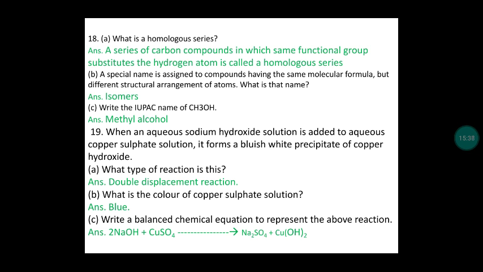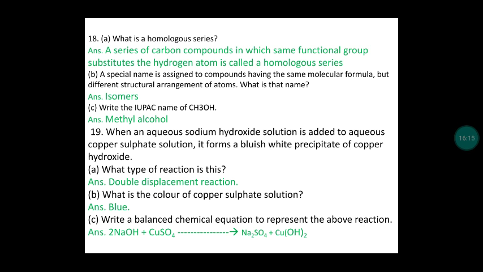What is a homologous series? A series of carbon compounds in which the same functional group substitutes the hydrogen atom is called a homologous series. A special name is assigned to compounds having the same molecular formula but different structural arrangement of atoms. What is that name? It is called isomers. Write the IUPAC name of CH3OH. That will be methyl alcohol.